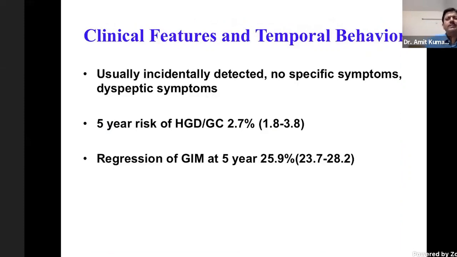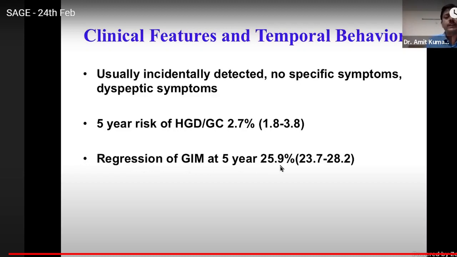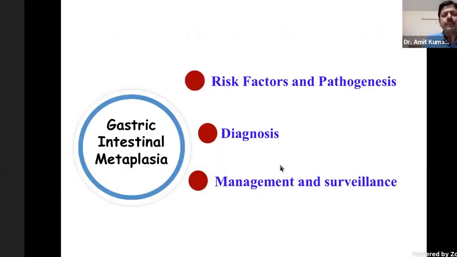In terms of clinical features, again, these are incidental findings. You don't have any specific symptoms of metaplasia. Often patients have symptoms of dyspepsia. The 5-year risk of progression to high-grade dysplasia or gastric cancer is around 2 to 3%. However, in some patients, the lesions are known to regress as well. Okay. So that was about the risk factor and pathogenesis.